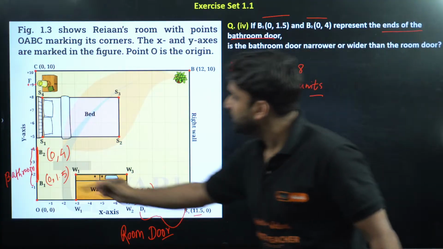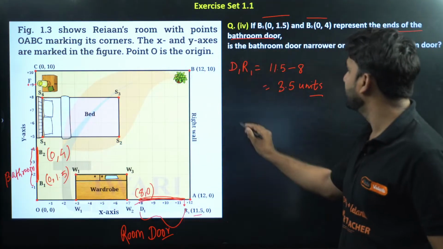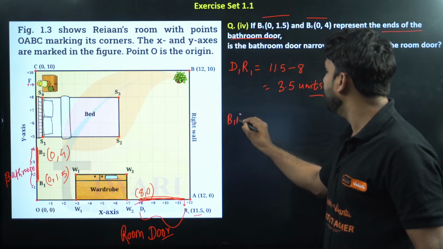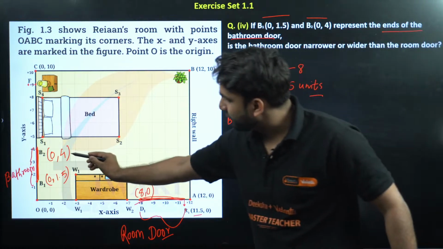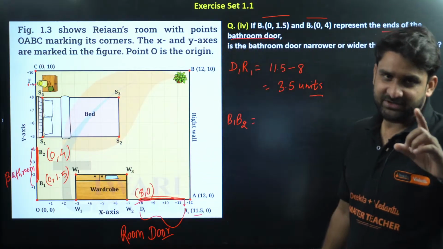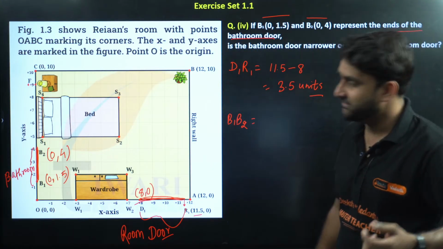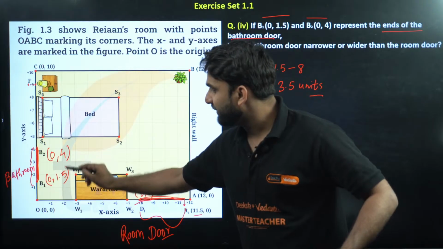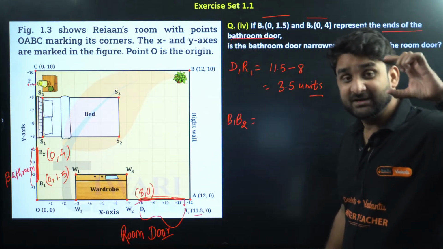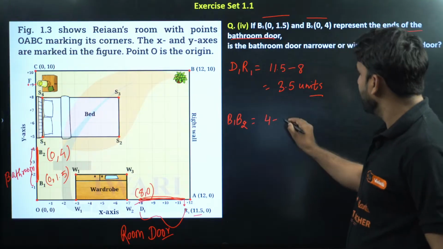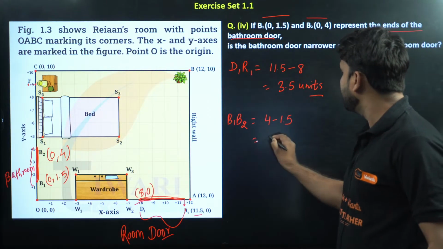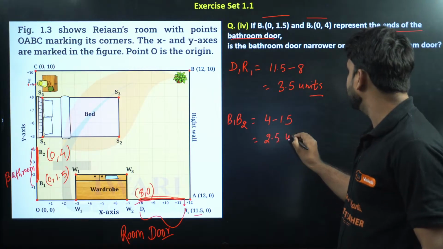Now find out this gap, the width of the bathroom door, B1 and B2. So what will be B1 and B2? This is 4, the y coordinate. We will not be considering the x coordinate because the x coordinate is already 0. The difference of y coordinate will give you the width because the door is on the y axis. So this will be 4 minus 1.5, and this will become 2.5 units.